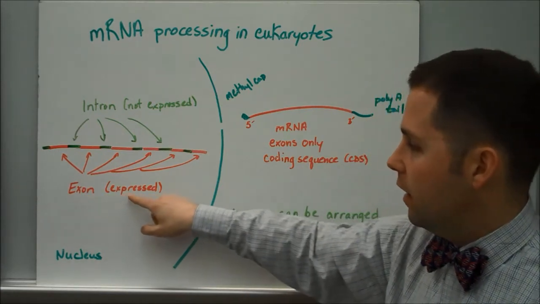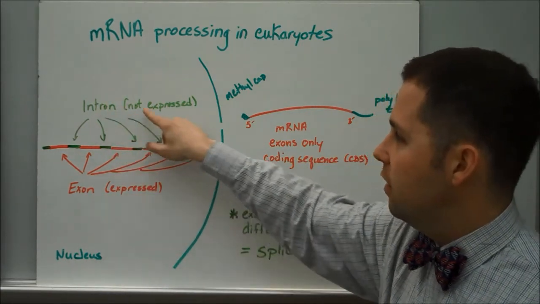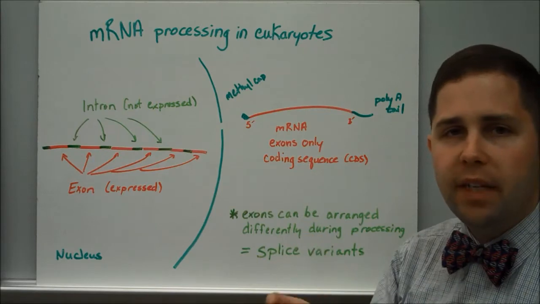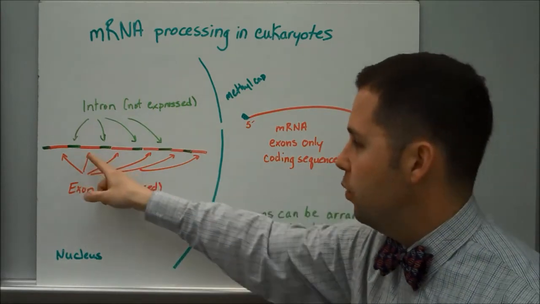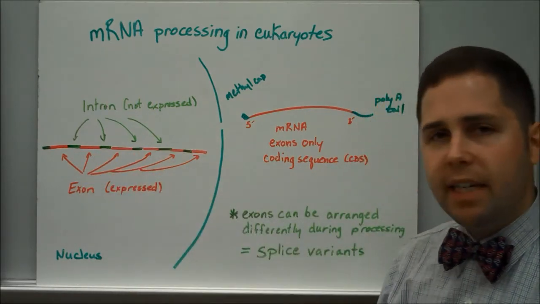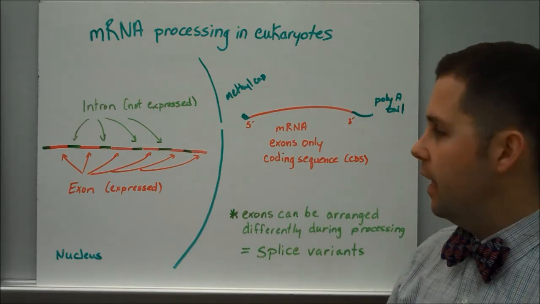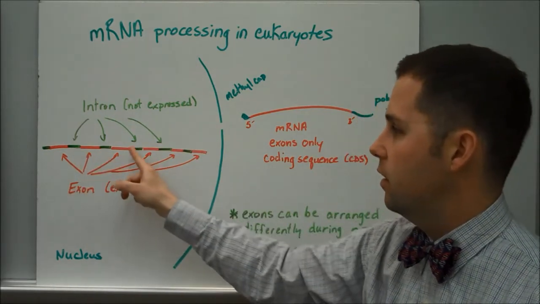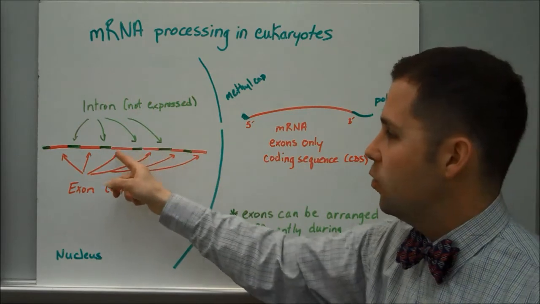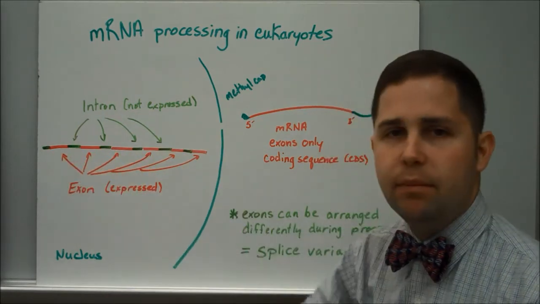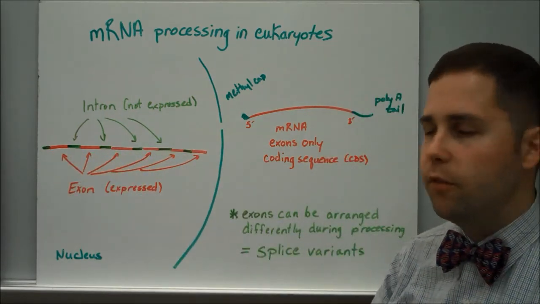So exons are expressed. Introns are not expressed. Introns are just pieces of RNA that sit between the exons that may contain regulatory elements, but by and large, scientists don't know exactly what the introns do. The introns are just areas within the gene that don't seem to make protein, don't seem to code for protein.